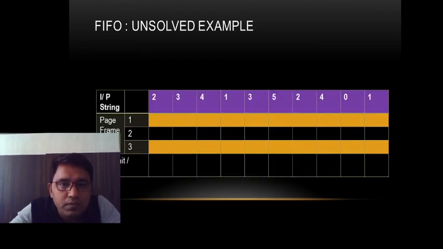Now please solve the given example. Consider again the same constraint, only the sequence of pages or the reference string has been changed, and the number of page frames is kept as 3. Reply back or submit your assignment in the Google Classroom for this.